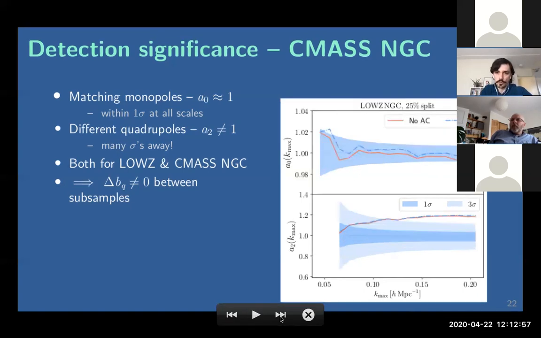Let me also show you for low Z. So for low Z, we see the same trend. So monopoles match within the error bars, while quadrupoles go out from the 3 sigma region very quickly. So this really shows us that since we're matching monopoles, we have the same growth F. The only difference could be this delta BQ, so the different anisotropic assembly bias between the two subsamples.